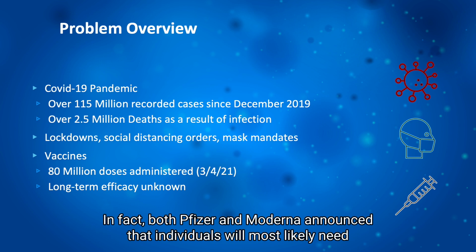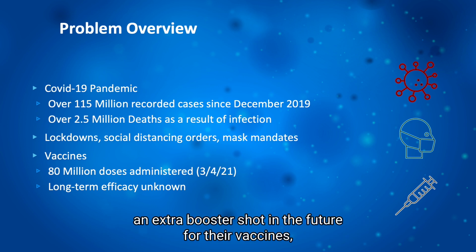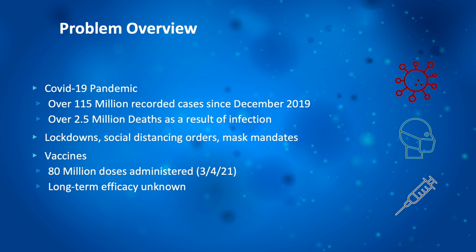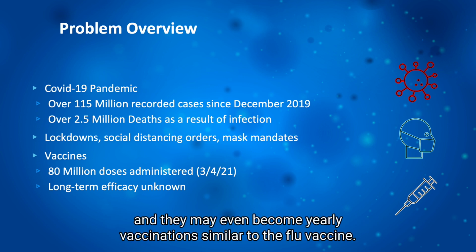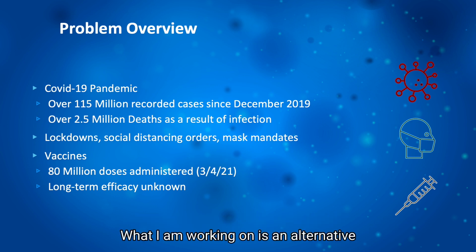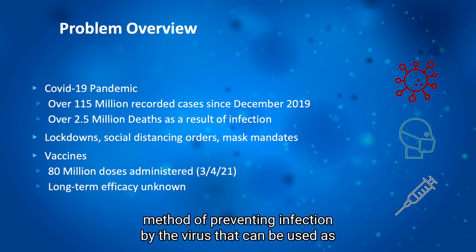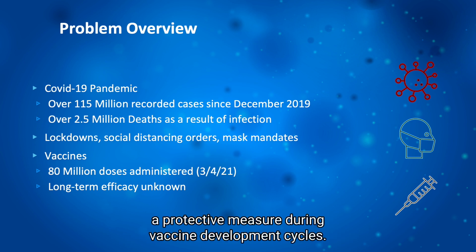In fact, both Pfizer and Moderna announced that individuals will most likely need an extra booster shot in the future for their vaccines, and they may even become yearly vaccinations similar to the flu vaccine. What I am working on is an alternative method of preventing infection by the virus that can be used as a protective measure during vaccine development cycles.